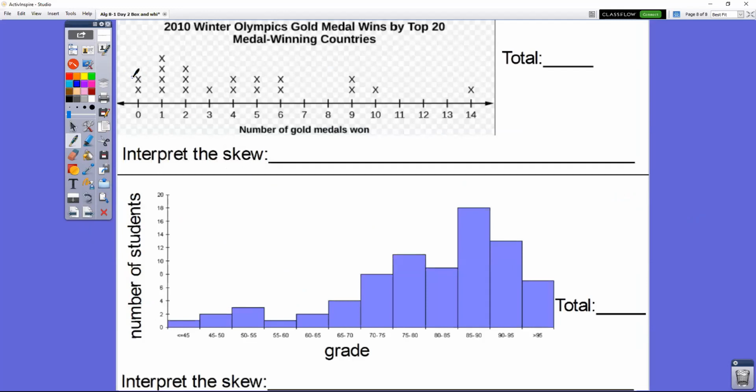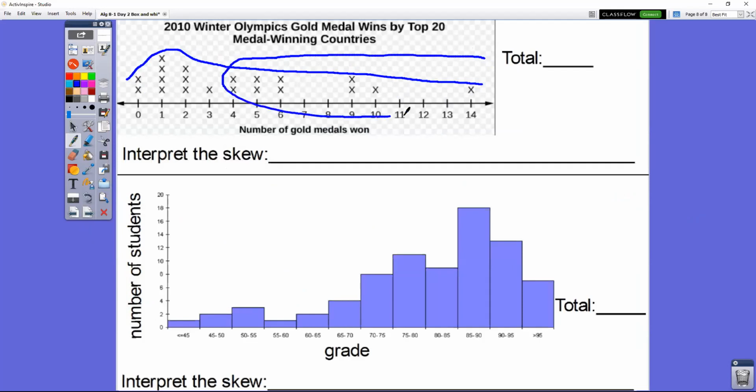Let's take a look at the next two. If you take a look at this one, notice that it goes up and then it goes down. All right. Notice that we have this section of the graph. This section of the graph makes it skewed to the right. How many total would there be? We'd have to count the x's. If we count the x's, there are 20 total x's.